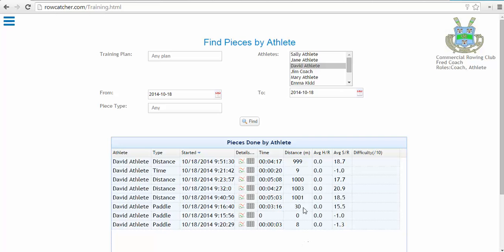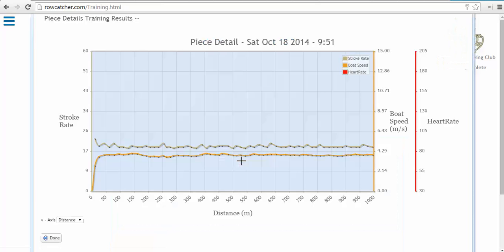Now the ones I'm interested in are 1000 meter pieces. David did 4 pieces today. Now he didn't wear a heart rate belt, so the average heart rate comes up as 0. But if I click here on the little chart icon, I can view the results of that 1000 meter piece graphically.